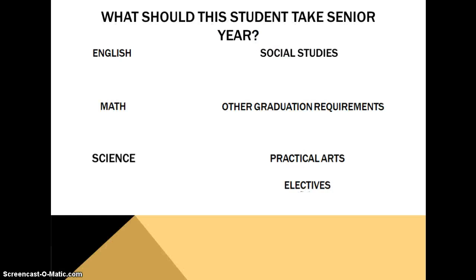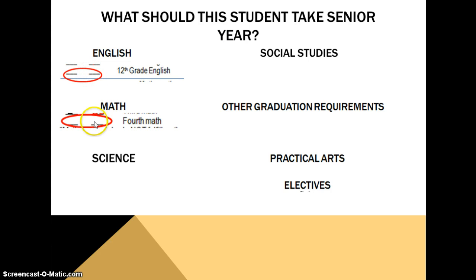So what is left for the student to take senior year? Well, this student did need to take 12th grade English. They still have a fourth math remaining, most likely in this student's case Algebra 2. But for many of you, it may be a math past Algebra 2. Science, there was not a remaining credit. They have had biology and physical science and are currently enrolled in chemistry. Social studies, the student had government and economics remaining.